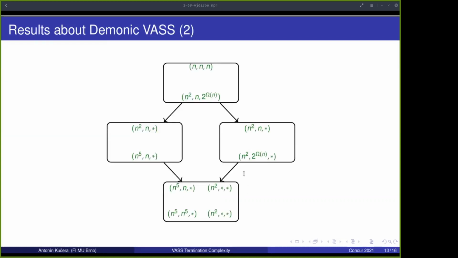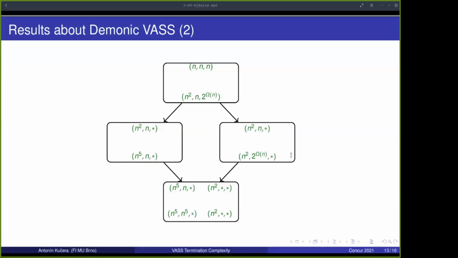Now, if we have a general demonic VAS, which is not necessarily strongly connected, we can decompose the VAS into strongly connected components and compute the dag of these strongly connected components. And then we can analyze the asymptotic growth of the counters for each of these strongly connected components independently. However, there are several issues.